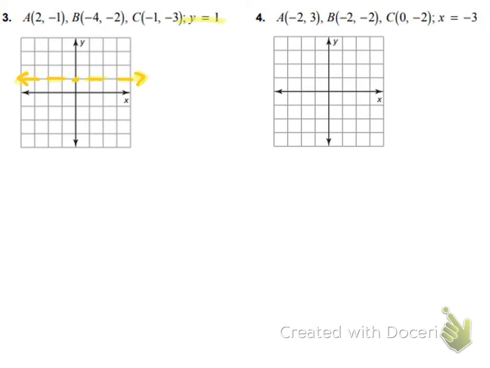All right, we're going to graph our points. So we got A is (2, -1). B is (-4, -2). And then C is (-1, -3). Connect the dots. We got a beautiful triangle. So you highlighted the y-axis, but this is y equals 1. So you only highlight what you're flipping over.